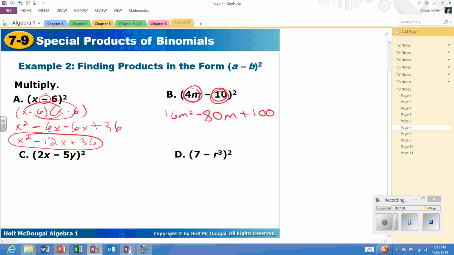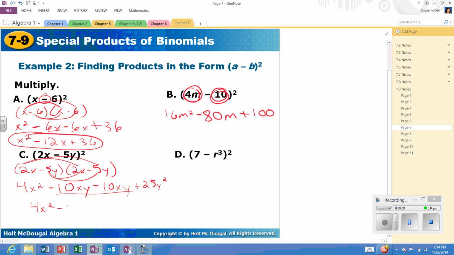Okay? I'll FOIL the next one just so we can see, and then I'll do the shortcut on the last one. So 2x minus 5y times 2x minus 5y. So first, we get 4x squared minus 10xy. We have both an x and a y. Then a minus 10xy again. And then a positive 25y squared. So we combine these, so we get 4x squared minus 20xy plus 25y squared.